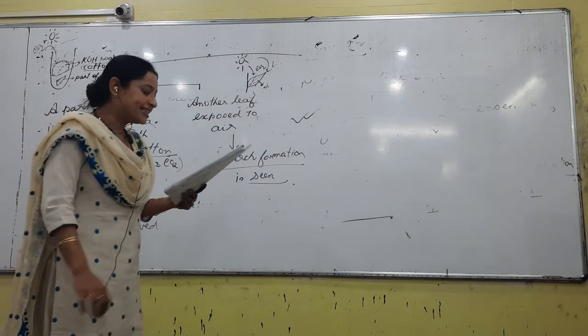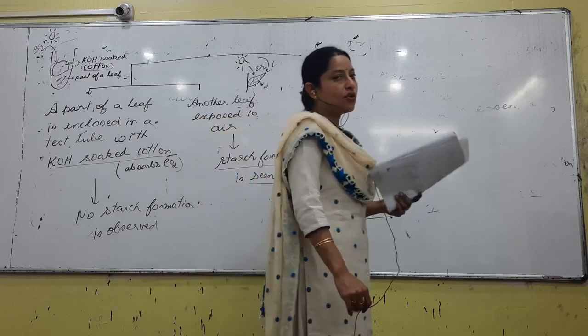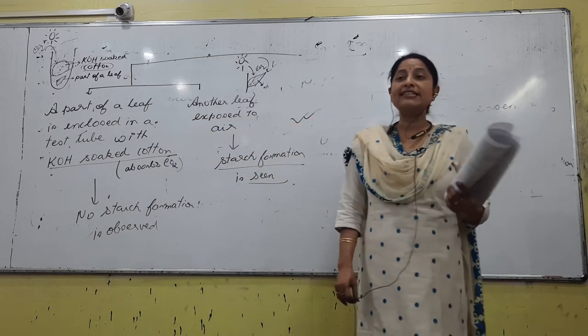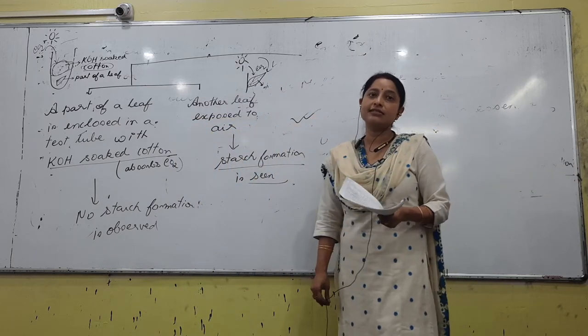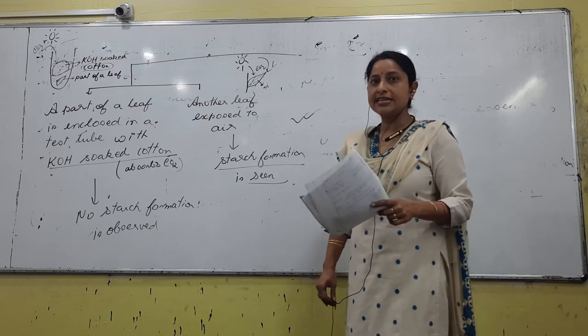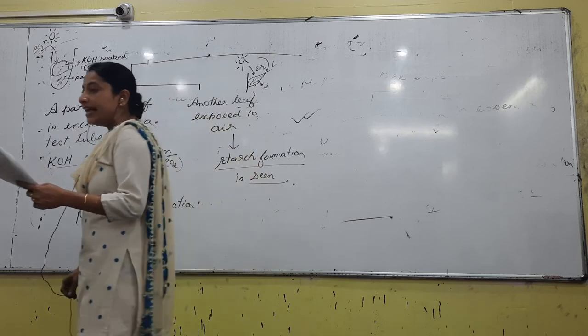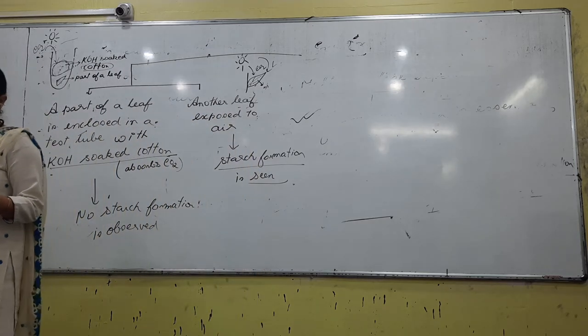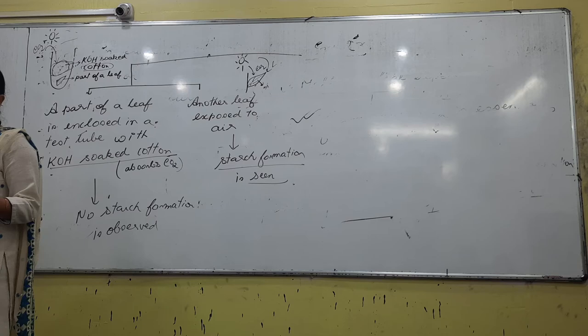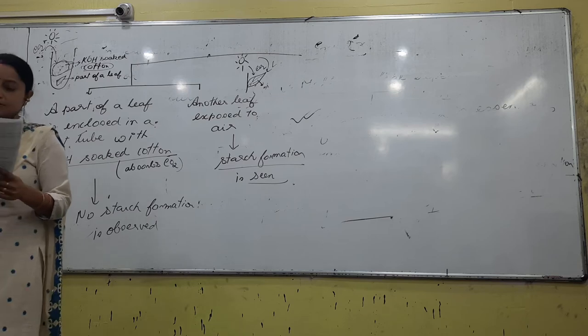Okay. Next, we have been talking about bacterial photosynthesis. Who has given the concept of bacterial photosynthesis? Name of the scientist? Important. Next, Rubin and Kamen, R-U-B-E-N, K-A-M-E-N. What did Rubin and Kamen do?